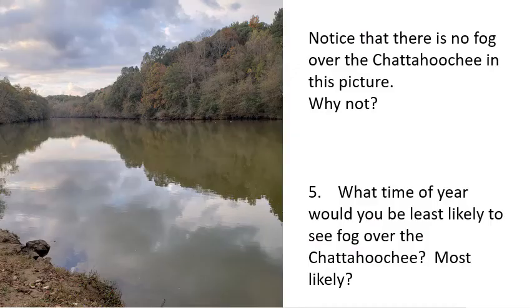So notice in this picture, here's the Chattahoochee River, and there's no fog in this picture. Why not? Well, one of the clues is if you look here, look at the trees, they're not green. This is winter time. So in wintertime, the air here is cooler or it's colder, and it's not holding as much water. It's closer to the same temperature as the river. So therefore, you don't have the water content and you don't have the difference in temperature to make the water condense and form a cloud.